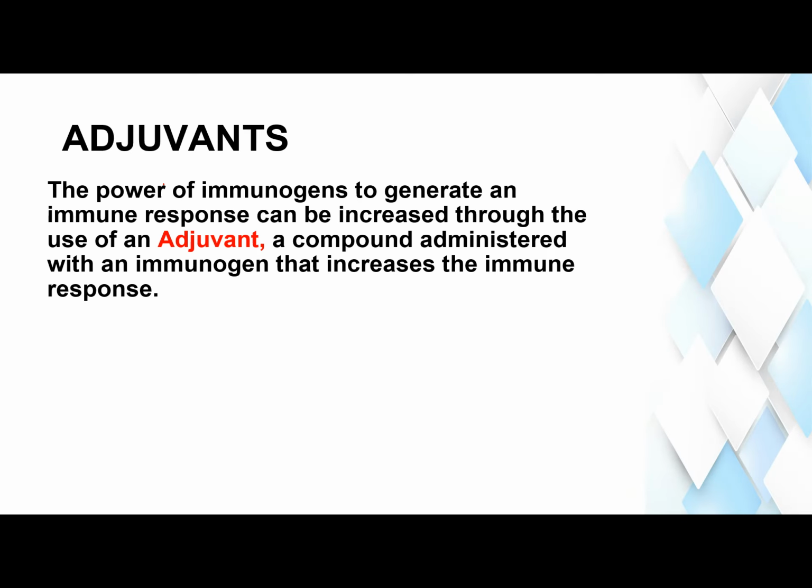Now, adjuvants. The power of immunogens to generate an immune response can be increased through the use of an adjuvant, a compound administered with an immunogen that would increase the immune response. There are two common adjuvants, your Freund's complete adjuvant and aluminum salt.